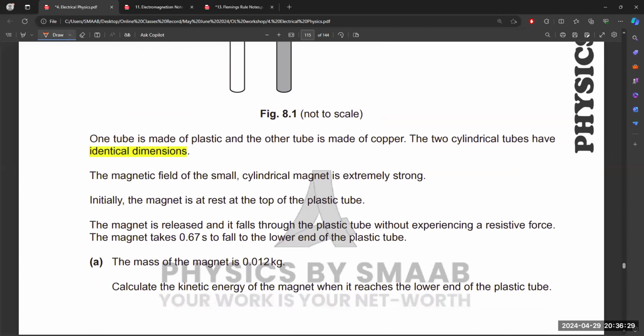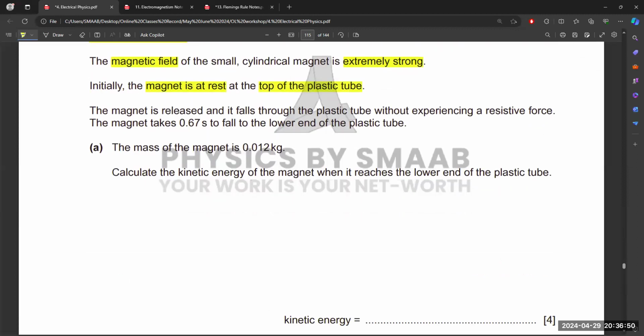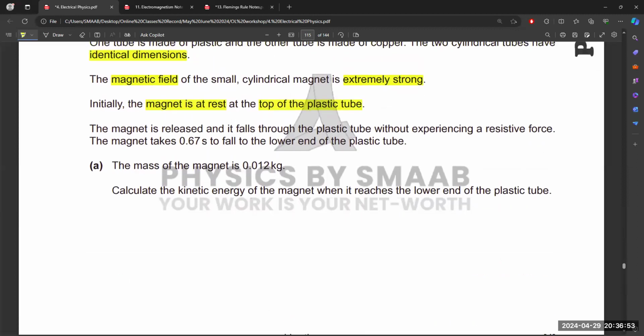And the magnetic field of a small cylindrical magnet is extremely strong. Initially, the magnet is at rest at the top of the plastic tube. Then the magnet is released and it falls through the plastic tube without experiencing a resistive force. Because we know it is plastic, so definitely there will be no resistive force on it.